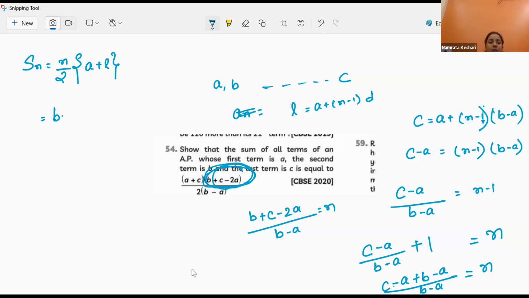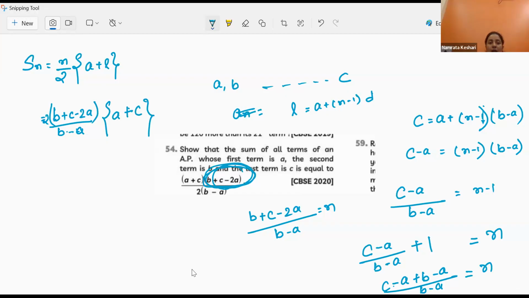So n is B plus C minus 2A by B minus A, that divided by 2. So 2 will come in the numerator, right? Because you will be taking the reciprocal then, right? Yes, ma'am. And A is A only, and the last term is C.